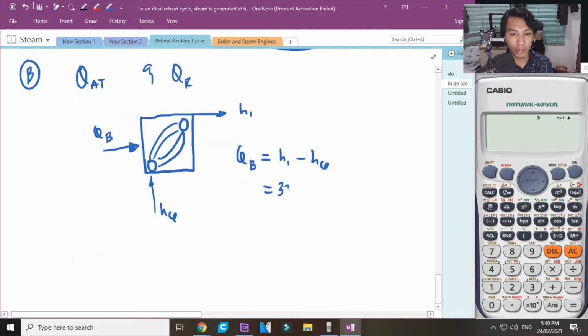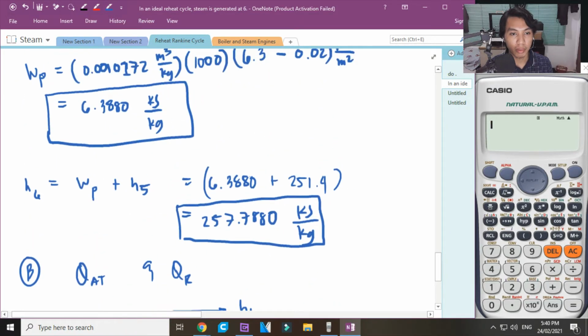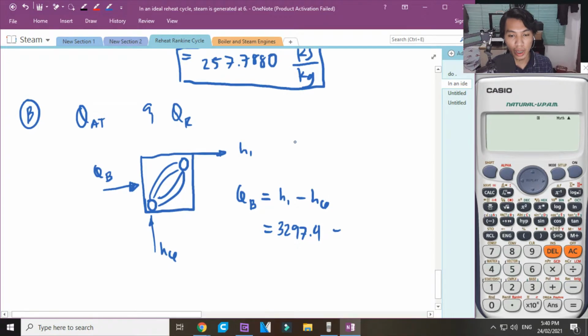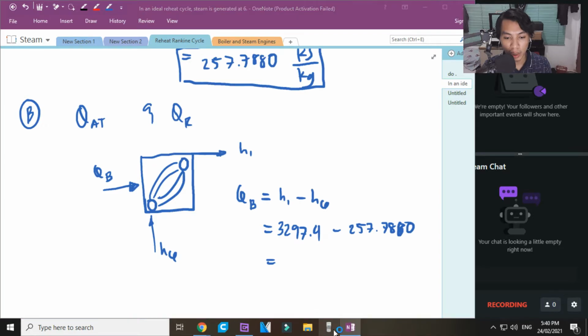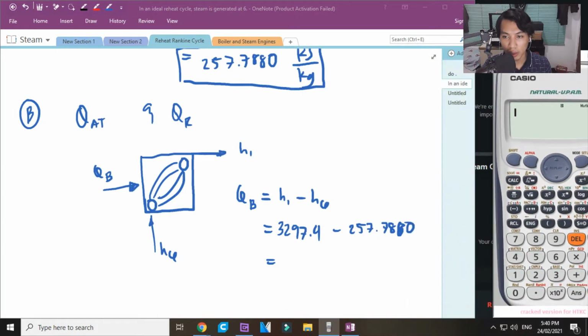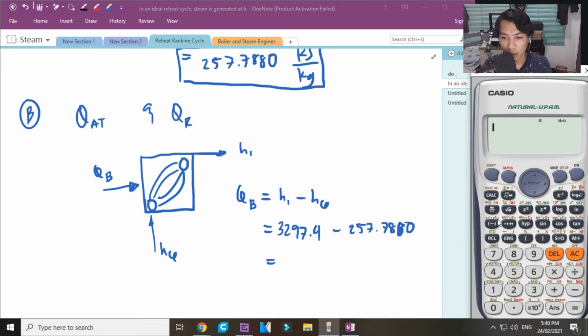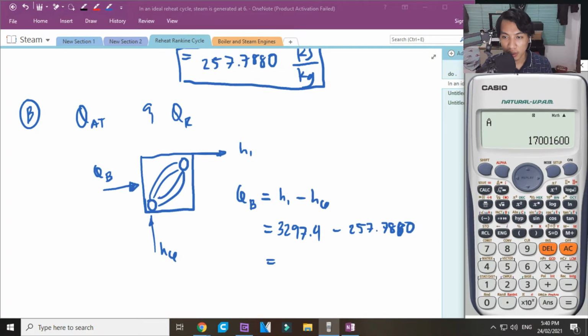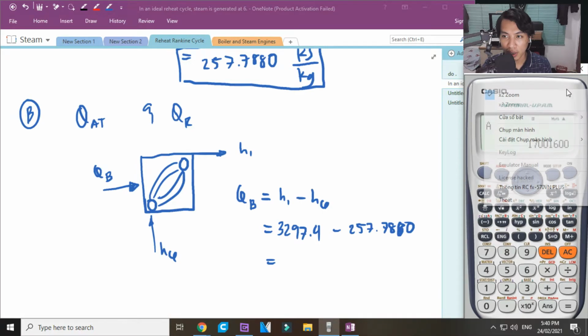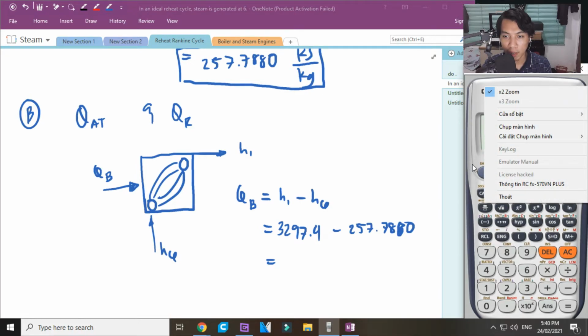3297.4 minus 257.7880 equal to. The stored value is wrong. It's no longer stored. Recall A, it's erased. Nothing is stored because the calculator closed. I don't know what's happening with this calculator.